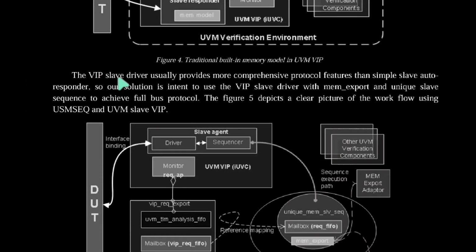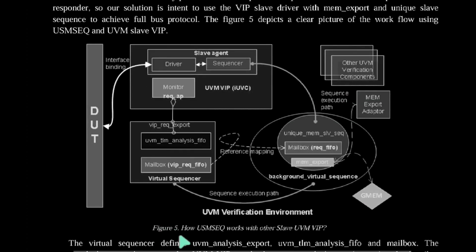The VIP slave driver usually provides more comprehensive protocol features than a simple slave autoresponder, so our solution is intended to use the VIP slave driver with mem_export and a unique slave sequence to achieve the full bus protocol. Figure 5 depicts a clear picture of the workflow using USM SEQ and UVM slave VIP. Figure 5: how USM SEQ works with other slave UVM VIP.